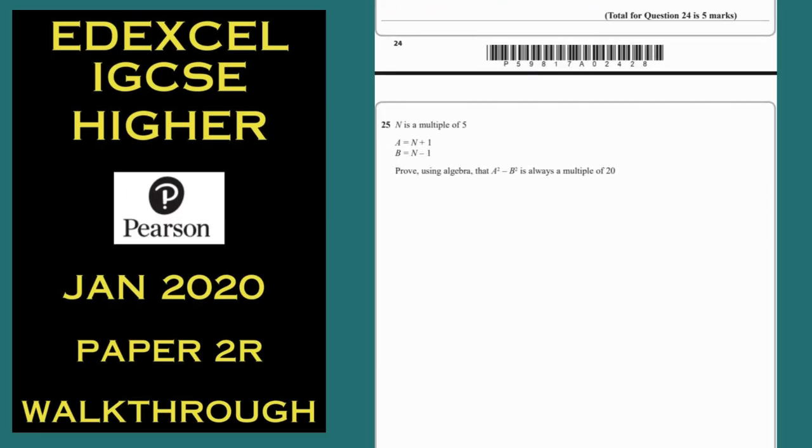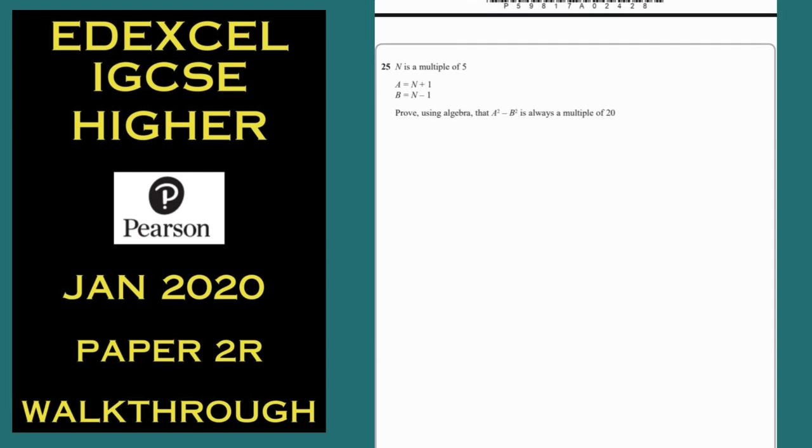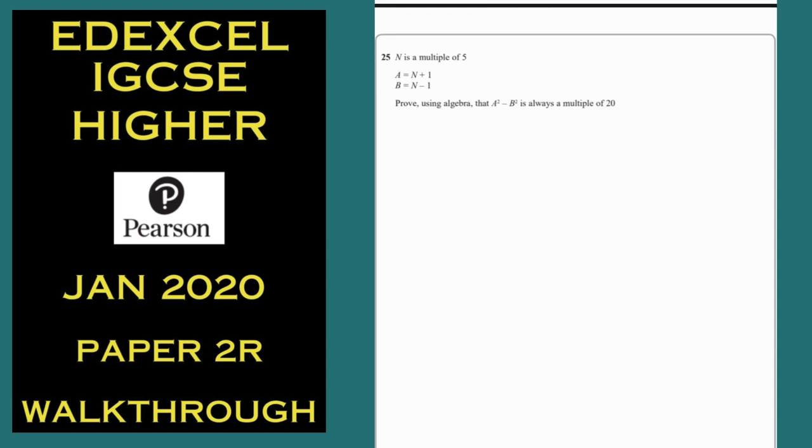And finally, number 25. N is a multiple of 5. Got it. A and B are them. Prove using algebra. So, let's do a squared then, shall we? A squared will be n plus 1 squared minus b squared will be n minus 1 all squared. Let's times everything out and see what happens.